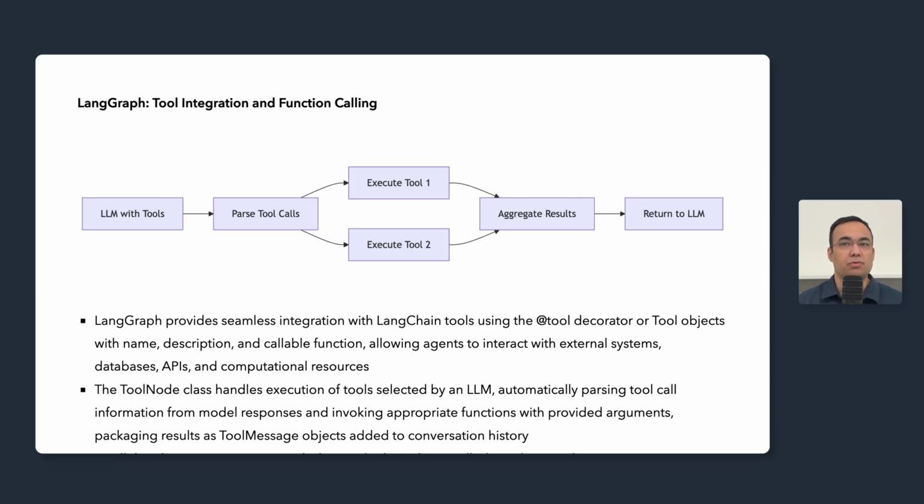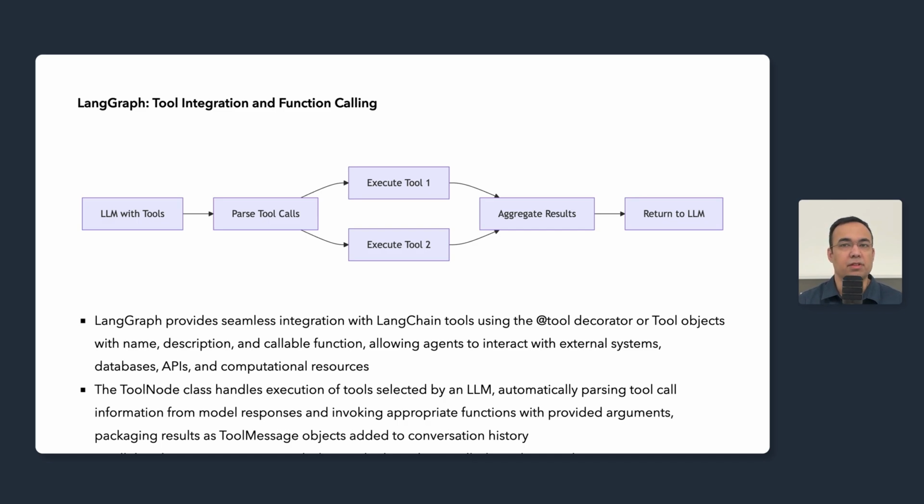The ToolNode class is your friend here. It handles the execution of tools that the LLM selects. When the LLM returns a message containing tool calls, the ToolNode automatically parses the information, invokes the appropriate functions with the provided arguments, and packages the results as ToolMessage objects that get added to the conversation history. This creates a clean abstraction so you don't have to write all that boilerplate yourself. This creates a natural loop in your agent. The LLM can request tool executions, receive the results in conversation history, reason about those results, and then decide whether to make additional tool calls or generate a final response to the user. Multiple iterations of this loop allow the agent to accomplish complex multi-step tasks.